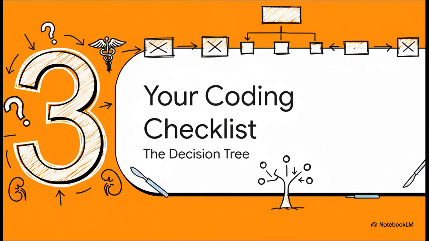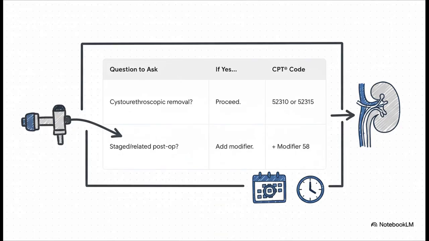Okay, so we've got the pieces of the puzzle, the codes and the modifier. Now let's snap them together into a super simple tool you can literally use every single time. Here's your coding checklist. Seriously, just think of this as your cheat sheet, your decision tree. You start with question 1. Was a scope used for the removal? If the answer is yes, great. You know you're starting with either 52310 or 52315. Then you move to question 2. Was this a planned return during a post-op period? If that's a yes, then you know you've got to add modifier 58. See? It walks you right to the correct answer.